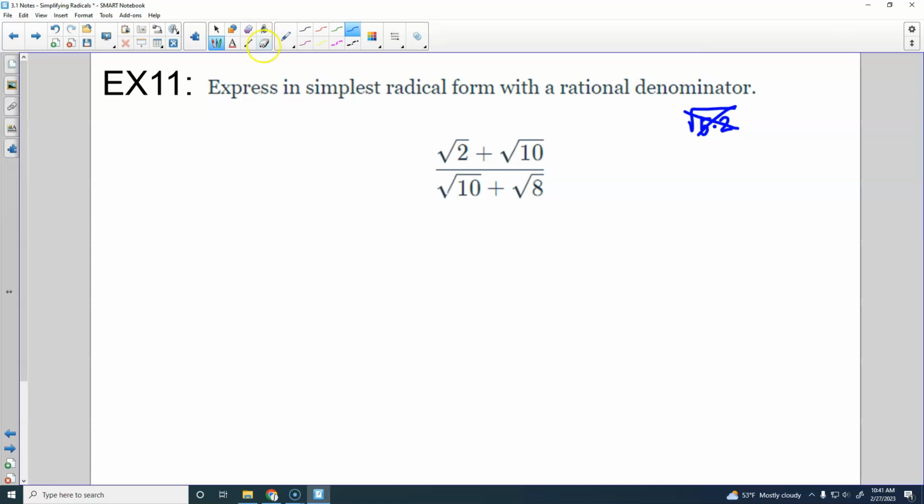So right now, I am just going to make myself a note. Do not leave square root of 8. But I think it's going to be a little bit easier to do the problem if I wait till the end to deal with it.